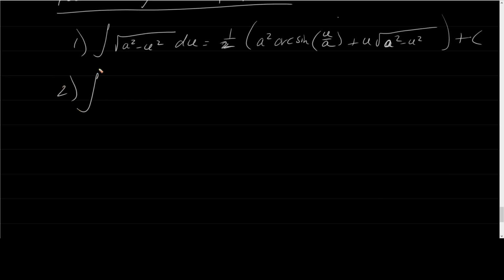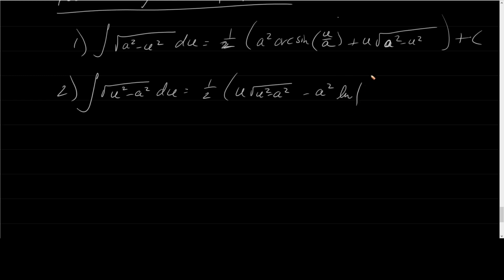The second one has the integral of the square root of u squared minus a squared du, right? And in here, what we end up with is 1/2 times u times radical u squared minus a squared minus a squared times ln of the absolute value of u plus the square root of u squared minus a squared plus c. All right.